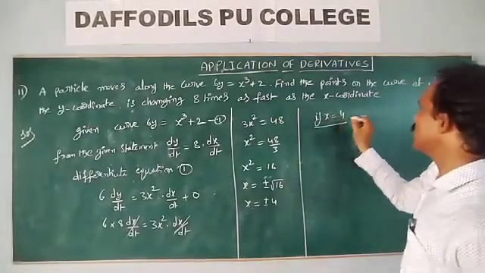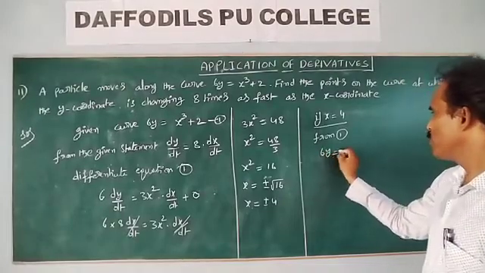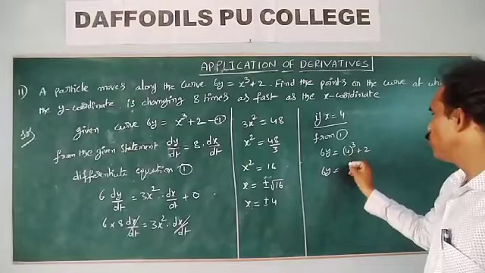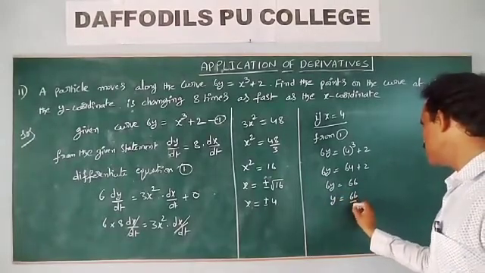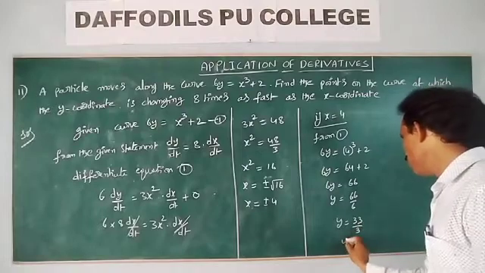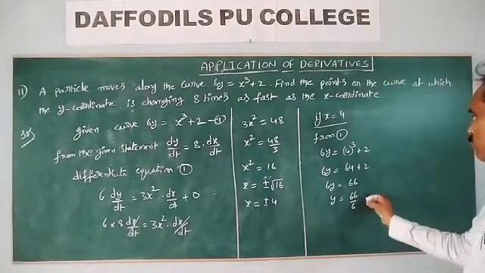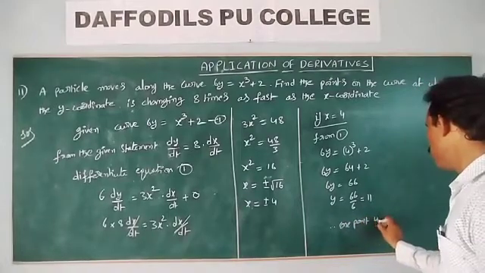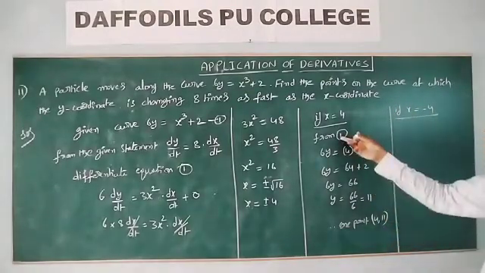If x is equal to 4, substitute 4 in 1. From 1, 6y is equal to x cube, 4 cube plus 2. 6y is equal to 64 plus 2. 6y is equal to 66. y is equal to 66 by 6, y is equal to 11. Therefore, the first point is 4 comma 11.